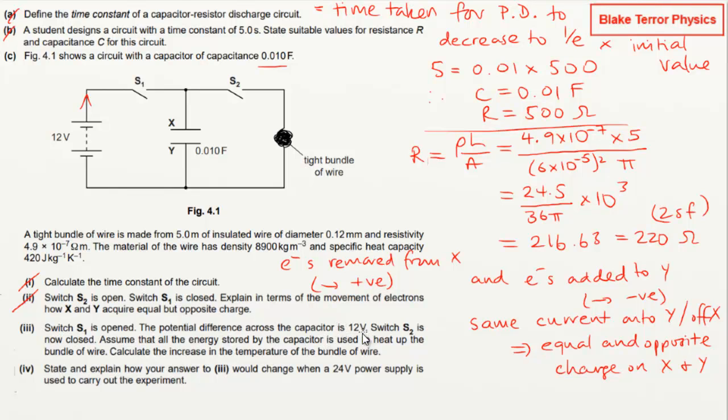Potential difference across the capacitor is 12 volts, right? So yeah, we're fully charged up there. Everything's good to go. Switch S2 is now closed. Assume that all of the energy stored by the capacitor is used to heat up the bundle of wire. Calculate the increase. Right, so our energy, we've got a half CV squared. That's what we've got stored on the capacitor.